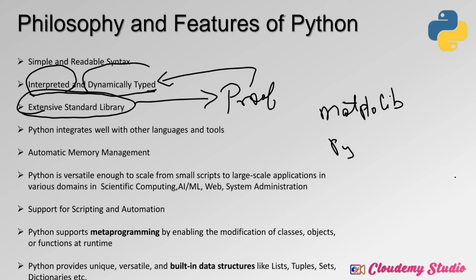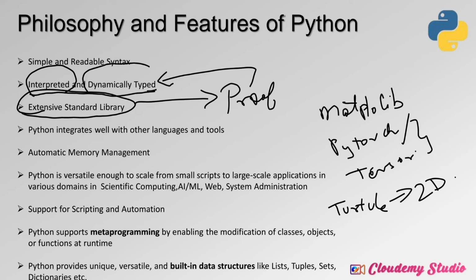So all these are libraries using which we can execute any application. For example, we can create 2D graphics using Turtle. We can create an AI application using PyTorch and TensorFlow. Using Matplotlib, we can create data visualization. Next, Python integrates well with other languages and tools. That is, we can integrate Python with other programming languages, for example, C++ and Java code, to make the program and code much more efficient.